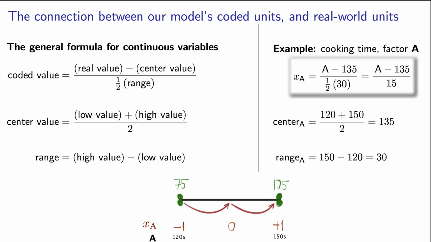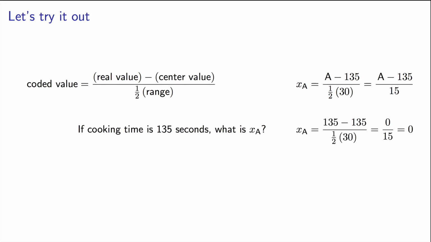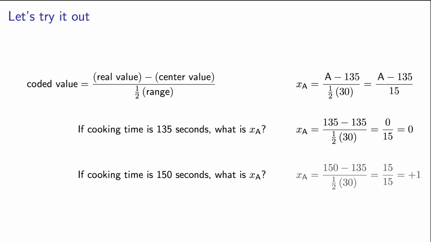Let's try using this formula for the real-world units of 135 seconds of cooking time. So that's 135 minus 135, which equals 0, divided by half the range of 15, which is still 0. So the coded value for 135 seconds is 0. A cooking time of 150 seconds should correspond to +1 in coded units, and the formula shows that that's correct.